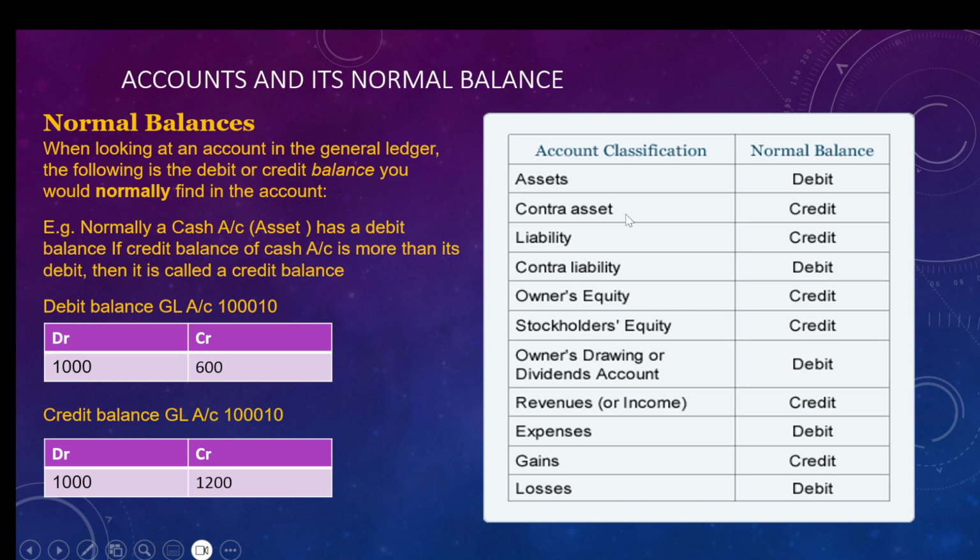Okay. Normally a cash account is of a category asset, and by default, it has got a debit balance. Okay. Well, what does it mean? It means that the debit is higher than the credit. That's when it is called a debit balance. If the debit is lesser than the credit, then it is called a credit balance. In this case, you see that the debit is 1,000, whereas the credit is 1,200. And here we call it as the cash account has got a credit balance. And in this case, we say that the cash account has got a debit balance.